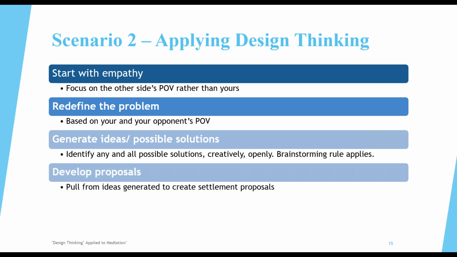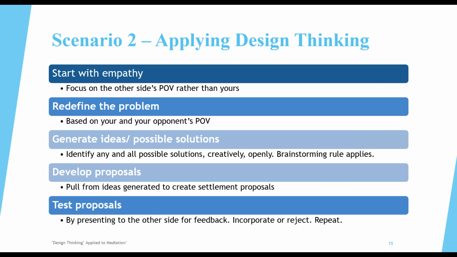The fourth step is developing proposals. So when it came to a product, you're prototyping. When it comes to a dispute, you're developing proposals. Now, if it's under design thinking, you would have a list of ideas that were generated creatively and openly, and then you're pulling from those ideas. So frankly, it's not an idea nobody's heard of, because they've already been part of the brainstorming session. And pulling from ideas generated to create proposals, and then testing those proposals by presenting them to the other side for feedback, incorporating rejection, repeat. So I think that's just the process of putting together a package that's palatable for the parties. Then that's the path to a settlement.